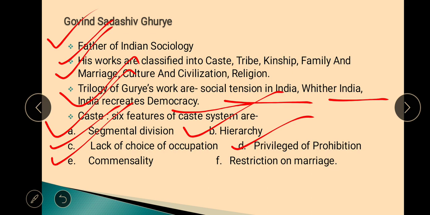Next one is commensality. You know, there are some rules that are imposed on different caste groups, such as restriction on feeding, which means higher caste people do not take food from the lower caste and so on. Right. Next, it's based on restriction on marriage. Here we find two principles, that is endogamy and exogamy. Endogamy is a rule of marriage where one has to marry within the caste group, whereas exogamy is where one has to marry outside the caste group, right? So this is about restriction on marriage.